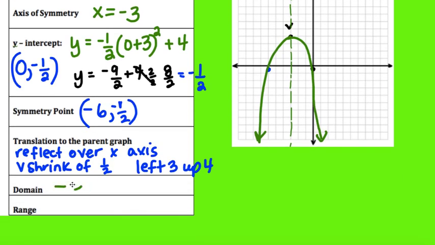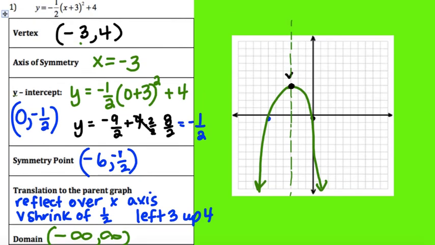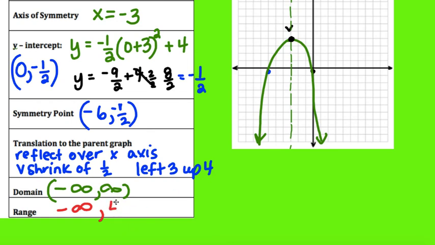My domain, again, there's no limit as to what x value I'm allowed to plug in as an input to the function, but my outputs are always going to be from that maximum or that vertex going down in this case. So negative infinity all the way until I get to that vertex, that y-coordinate of 4, and it's a hard bracket.